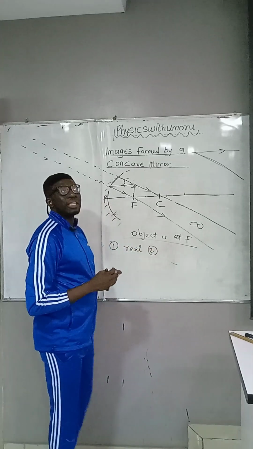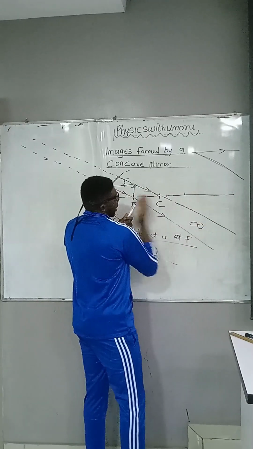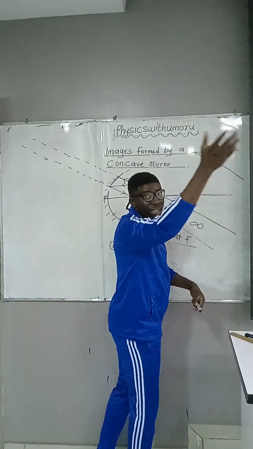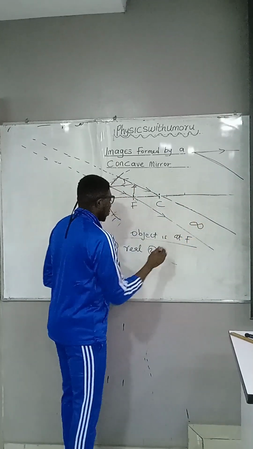Is it going to be inverted? Yes, because you notice the two lines now are under the what? Under the principal axis. So when they meet at infinity, the image is going to be inverted because it's going to be formed under this line. So it's inverted.